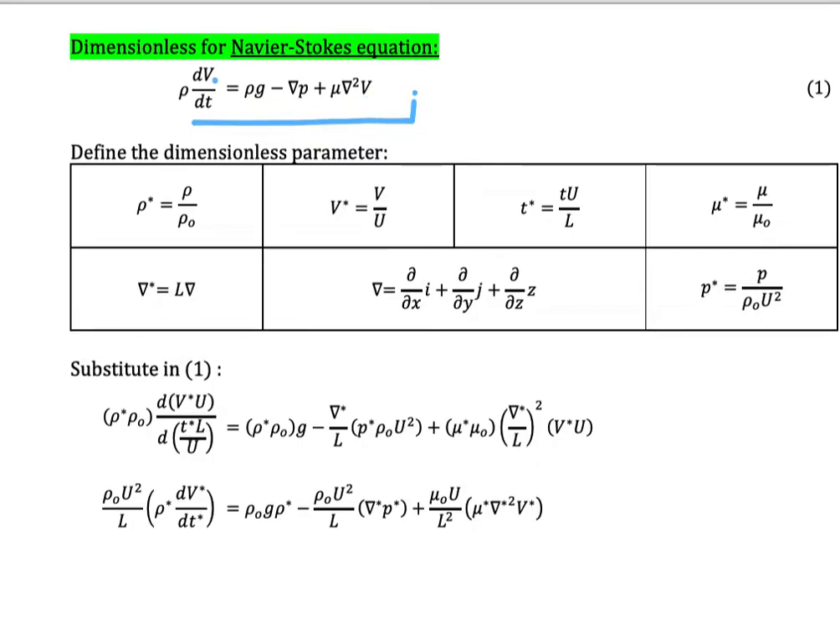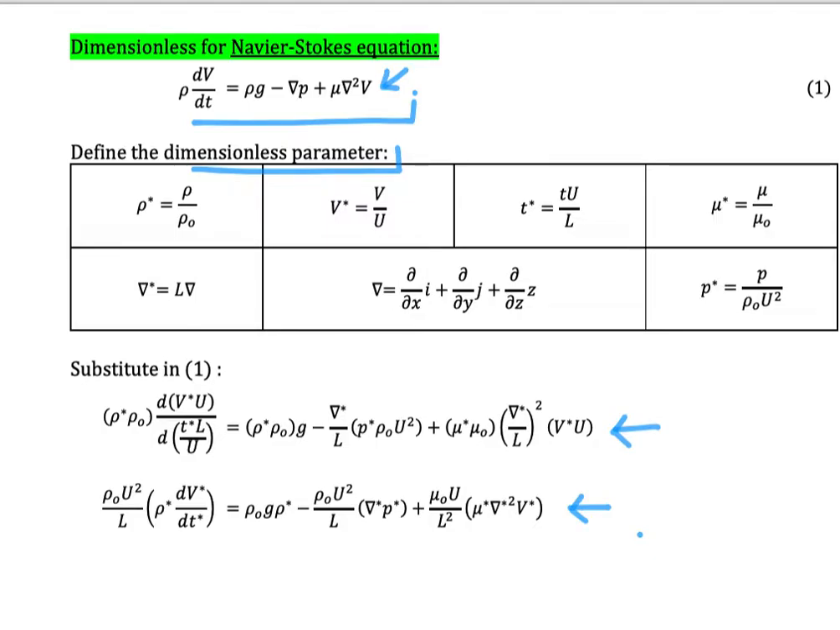So again, we need to list down the dimensionless parameters for all the parameters in this equation. So this is all the listing, and this is the nabla. So what we do is we substitute. We have the capital V here, so we substitute it with V star plus U. Then we substitute all the dimensionless parameters here, and then we factorize the terms. So we get this one.